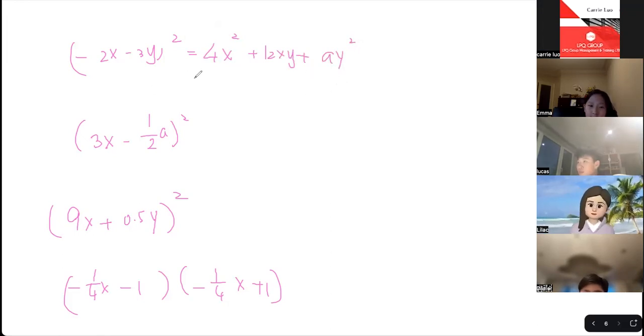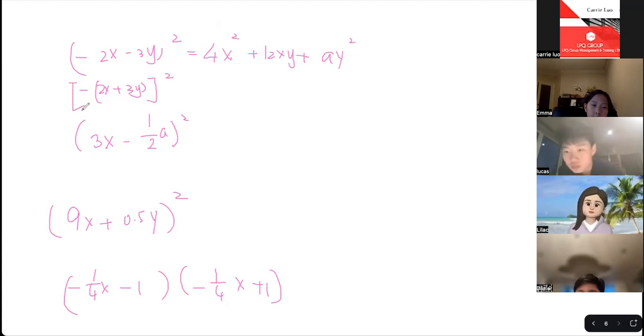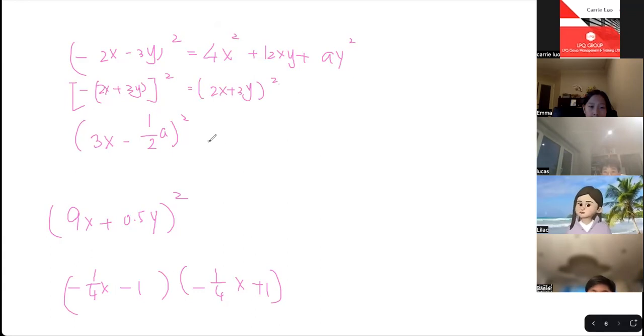Especially, Emma, did you notice that though they're all negative, if you take the negative out, it's negative 2x plus 3y, right? And if we square this, any negative number squared, is it still negative? Nope. It's going to be positive. So basically this question is the same as 2x plus 3y squared, right? Everybody? Okay, next one, Lucas.